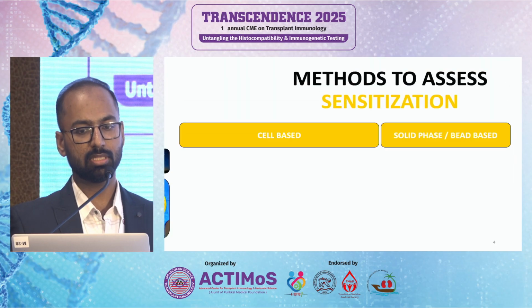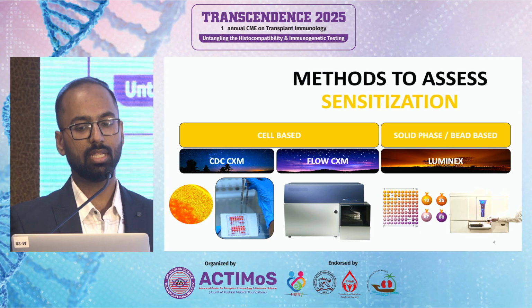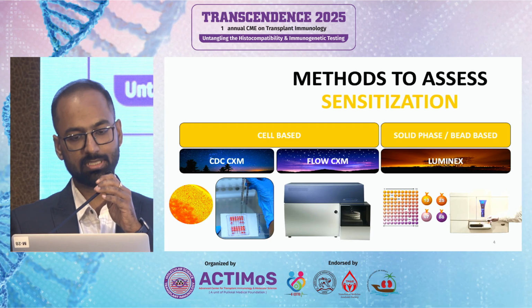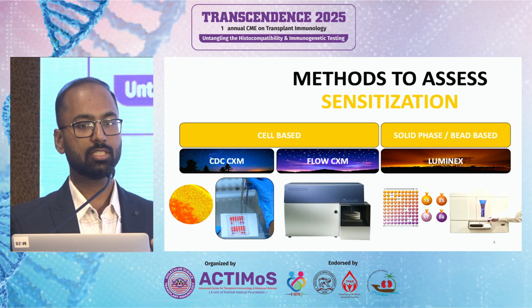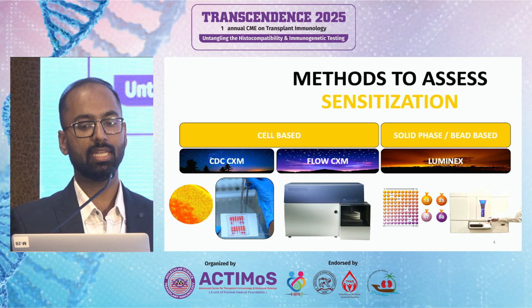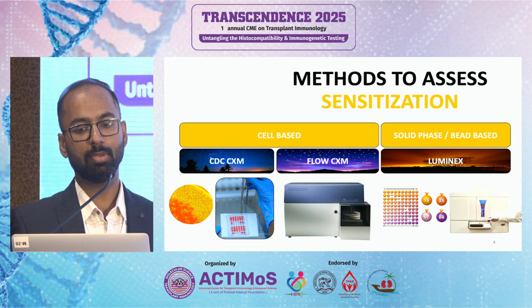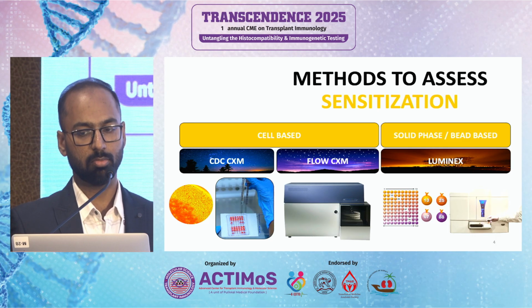We have various methods to assess sensitization, as we have already seen. They can be broadly classified as cell-based assays and bead-based assays. Cell-based assays are CDC crossmatch and flow crossmatch, where we extract the donor's lymphocytes, which is why we call them cell-based assays. Then we have bead-based assays, where we use synthetically manufactured latex beads, and we assess them using equipment called Luminex, which is basically a flow cytometer.